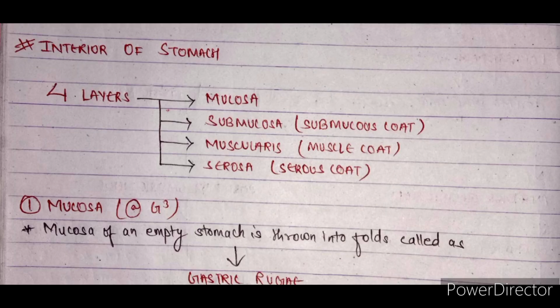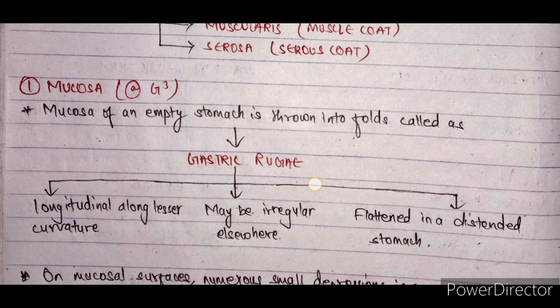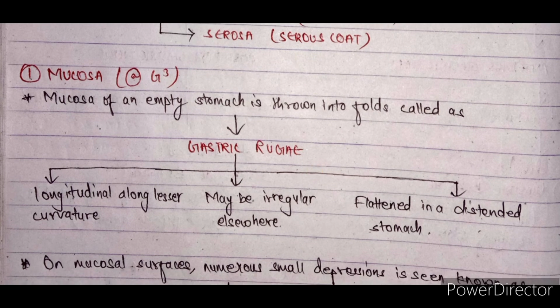We will talk about the interior of the stomach. There are 4 layers in the interior of the stomach: mucosa, submucosa, also known as submucous coat, muscularis, also known as muscle coat, and serosa, that is known as serous coat. Now first let's talk about mucosa. Mucosa of an empty stomach is thrown into folds called gastric rugae, and it is longitudinal along lesser curvature. It may be irregular elsewhere, and it is flattened in a distended stomach.